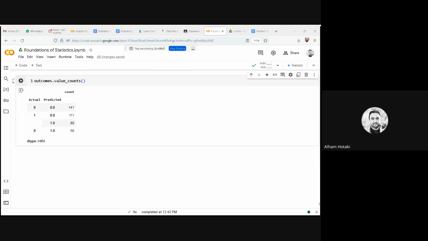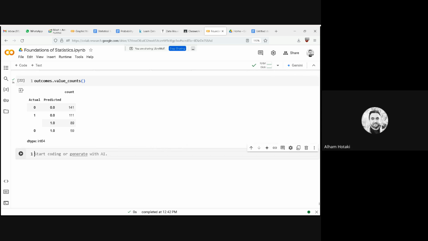Did you understand what I have done here? Perfect. So this is how we want to try to understand if the model predicted properly or not. Now, this is actually a confusion matrix. Nothing else, nothing complicated. That's a confusion matrix.